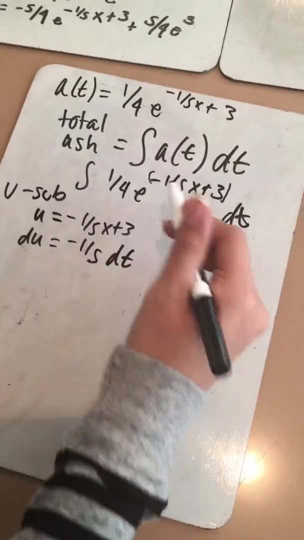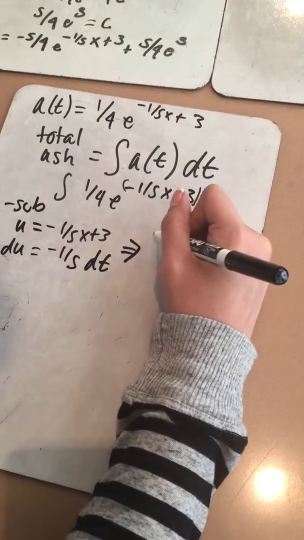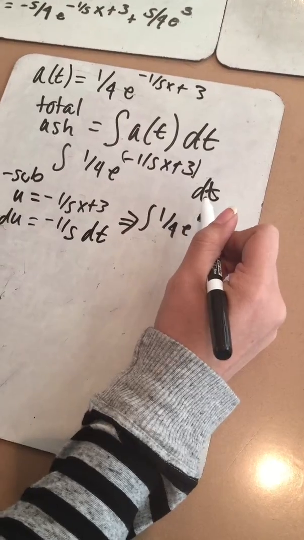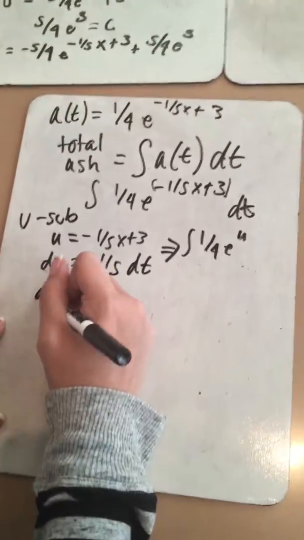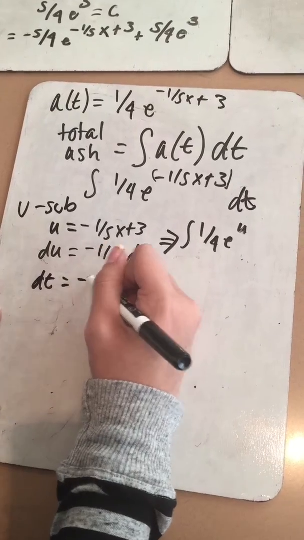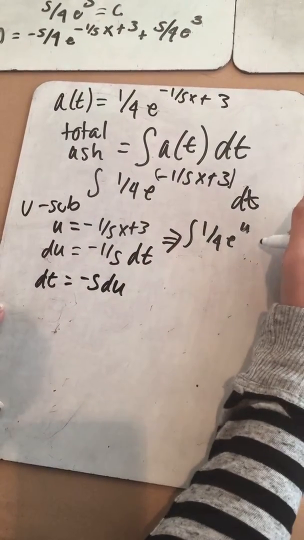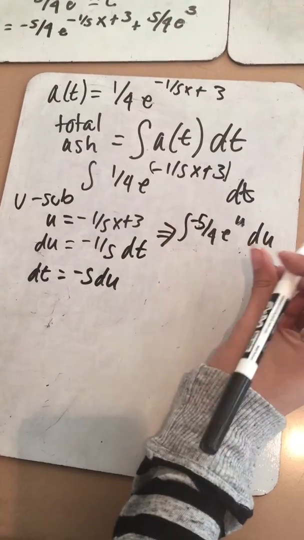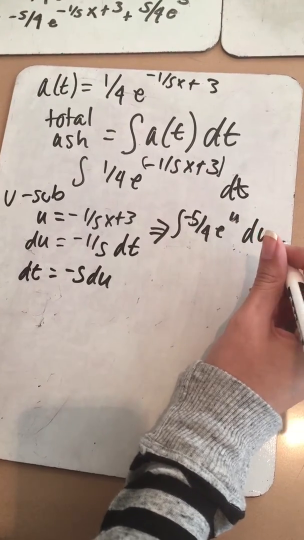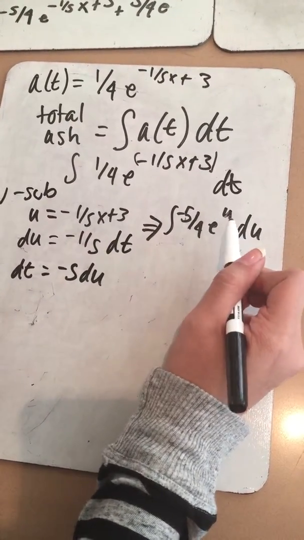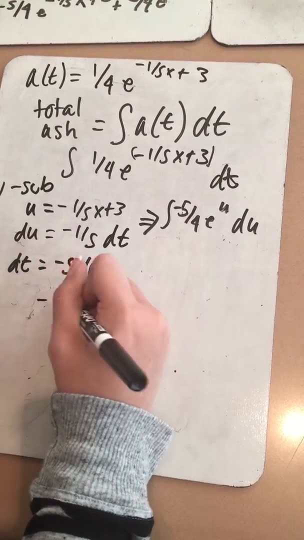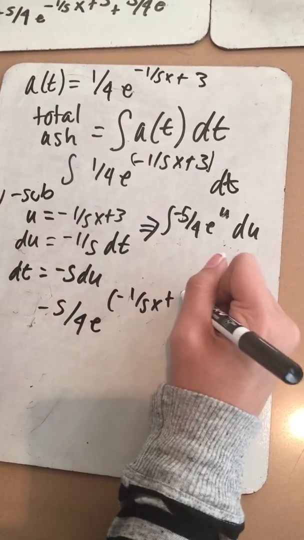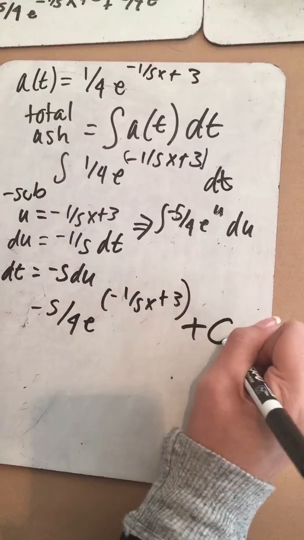So after this, I'm going to plug that back in. So it's going to be the integral of 1/4 e^u. And then we want to solve for dt. So that's just going to be dt is equal to -5 du. So I'll just plug in du and then times it by -5. So this will just turn into a -5. And from there, we can plug the u's back in. So it's going to be -5/4 e^(-1/5 x + 3), and then let's not forget the plus c.